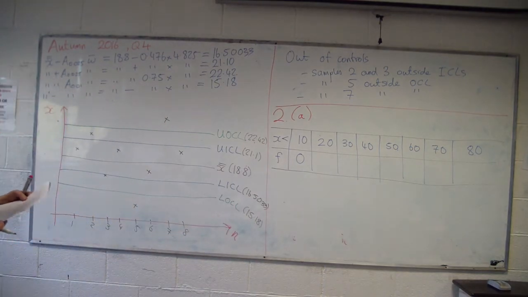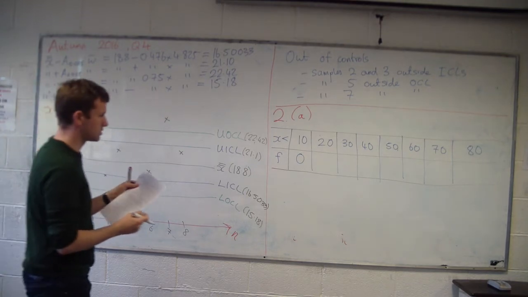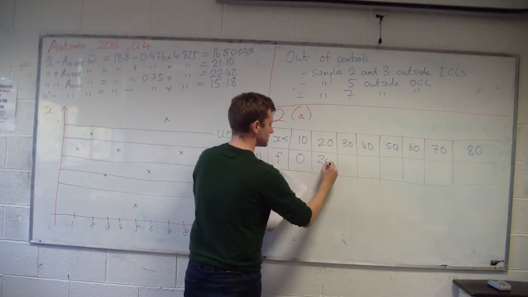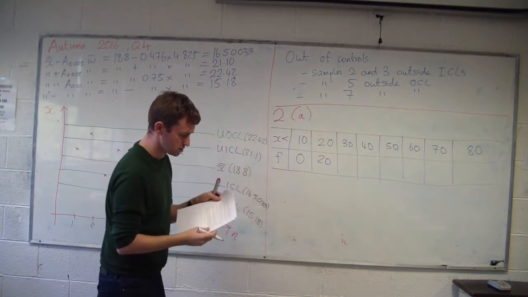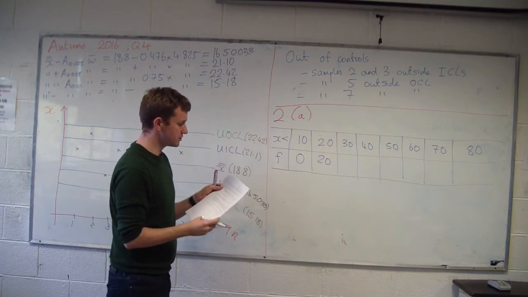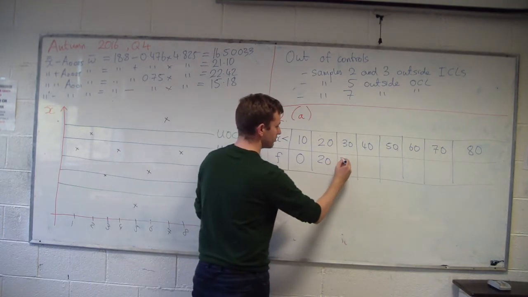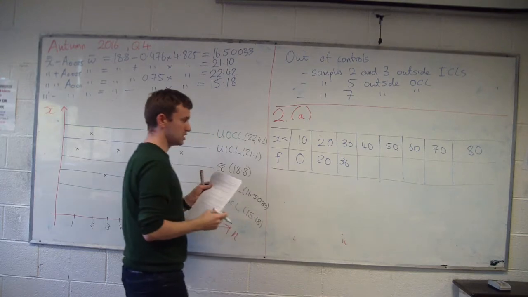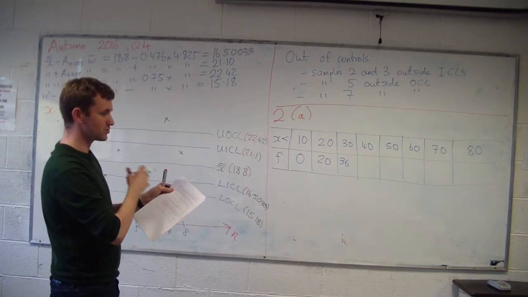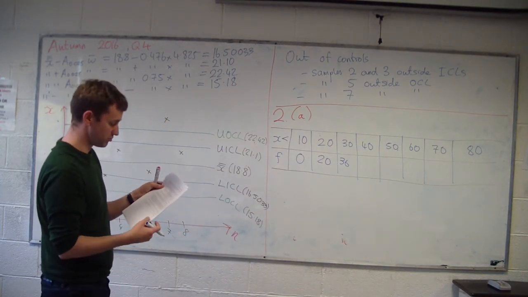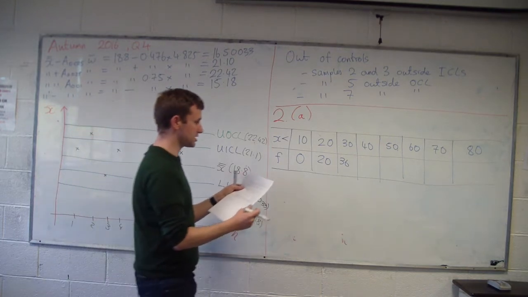So the next question is, how many of them make less than 20? 20. How many of them make less than 30? 36. Now does everyone see where we get 36 from? 16 and 20. So you've got 20 of them less than 20, so they're less than 30 plus 16. And then you just keep adding the numbers up.